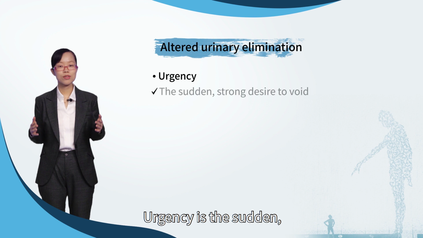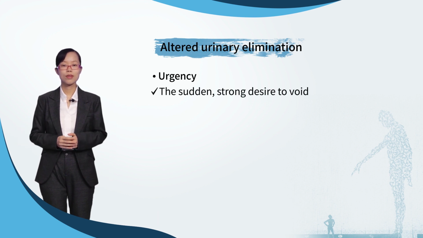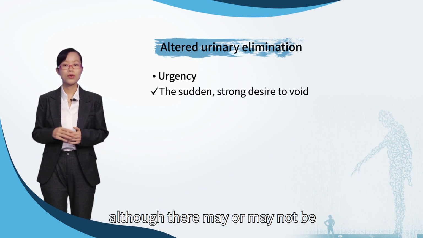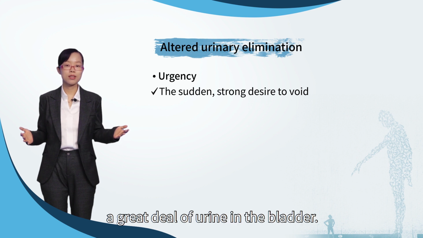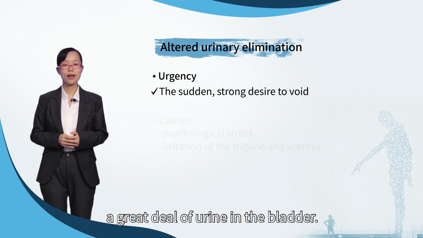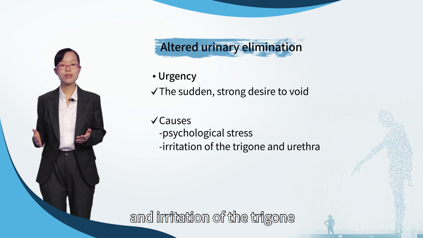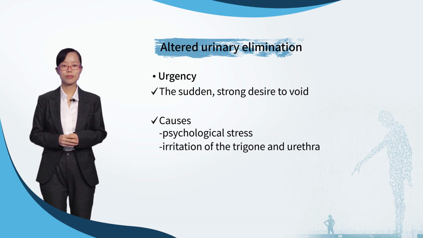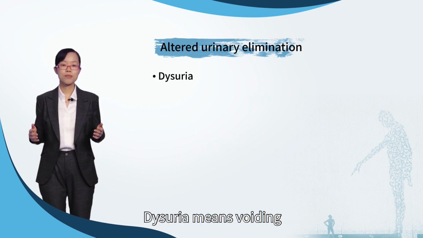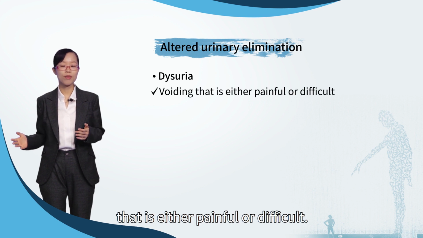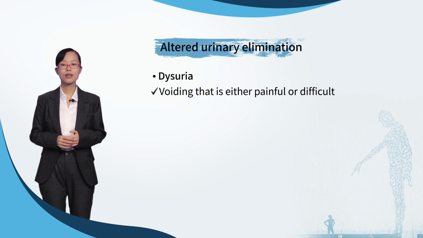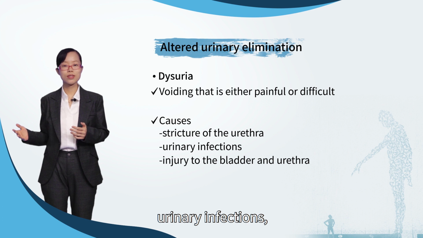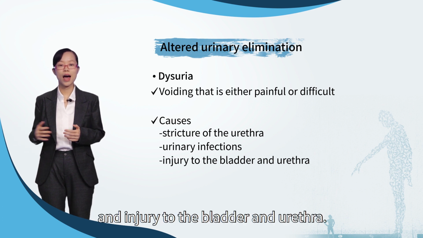Urgency is the sudden, strong desire to void. The person feels a need to void immediately, although there may or may not be a great deal of urine in the bladder. Psychological stress and irritation of the trigone and urethra are the common causes. Dysuria means voiding that is either painful or difficult. It can accompany a stricture of the urethra, urinary infections, and injury to the bladder and urethra.